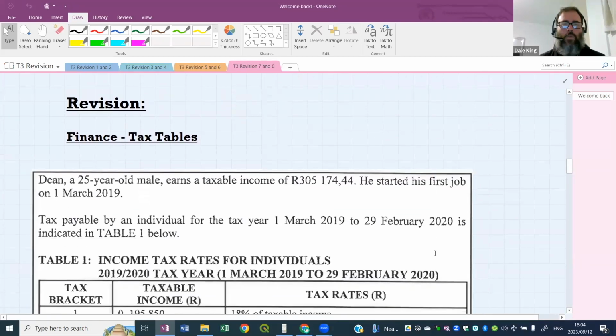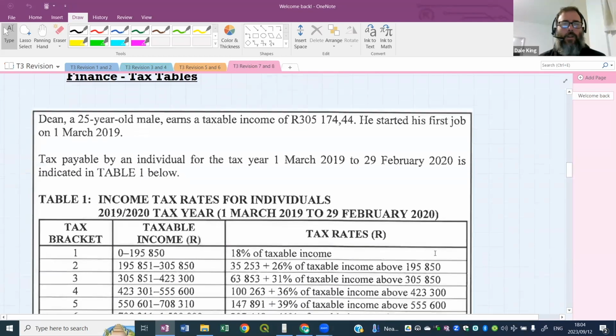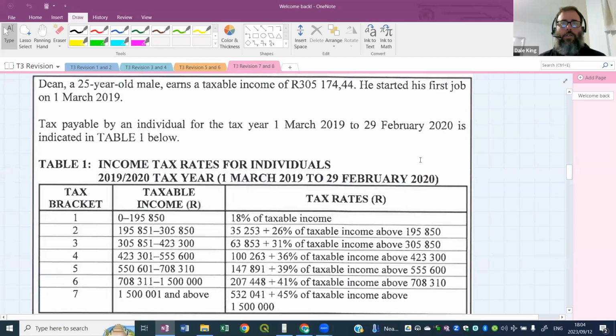Tax tables. Here we go. All right, so here is the contextual scenario. Here is the tax table.